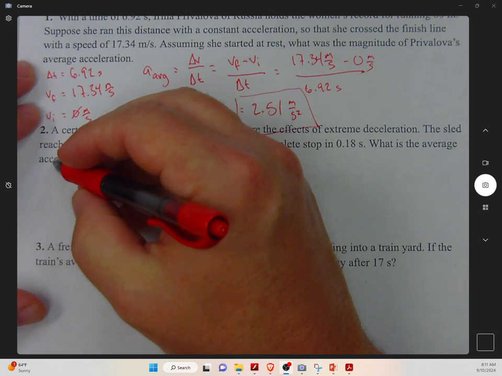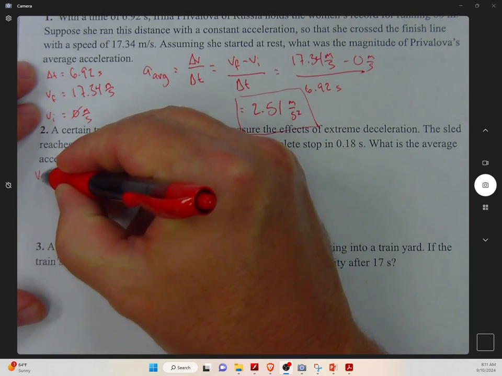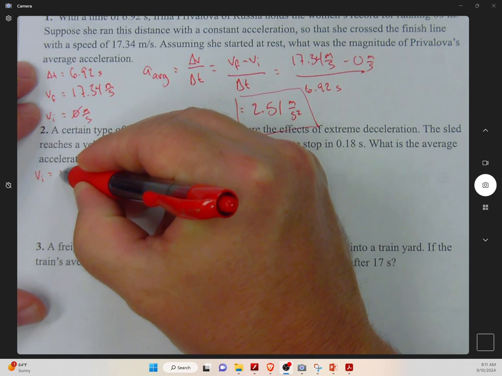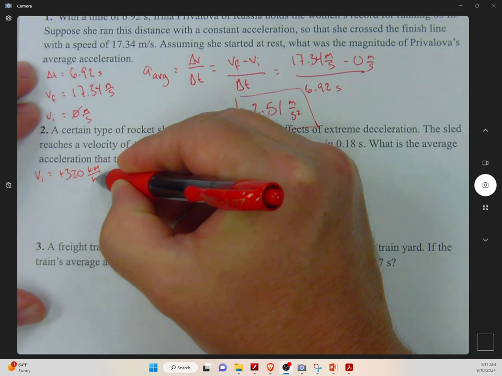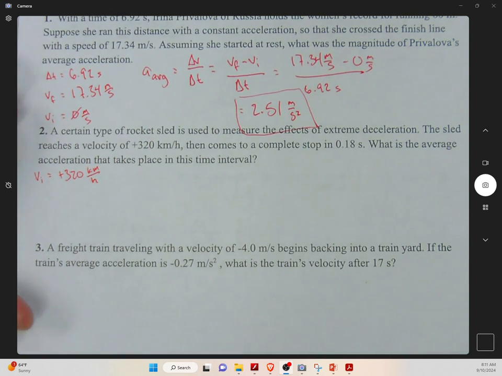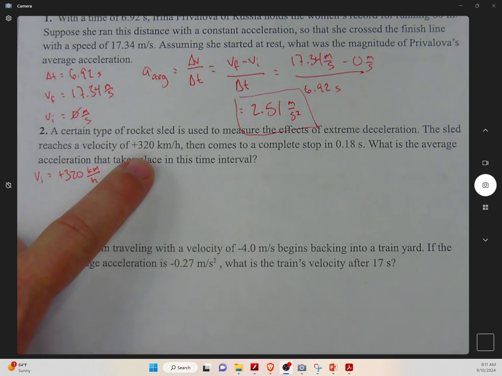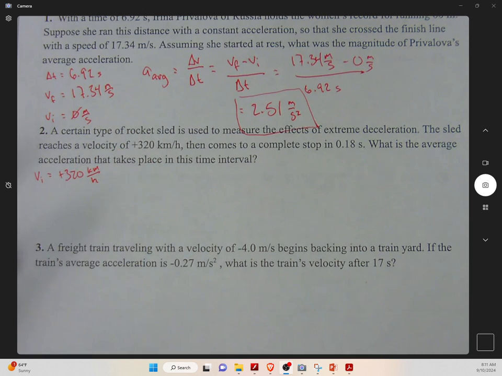So again, I'm going to make my bank over here on the side of things that I know. I know that my initial velocity is 320 kilometers in the positive direction, which just means forward, right? That's where the sled was going in the first place. And again, you might be thinking, well, the sled had to get up to this velocity first, right? So that can't be its initial velocity.